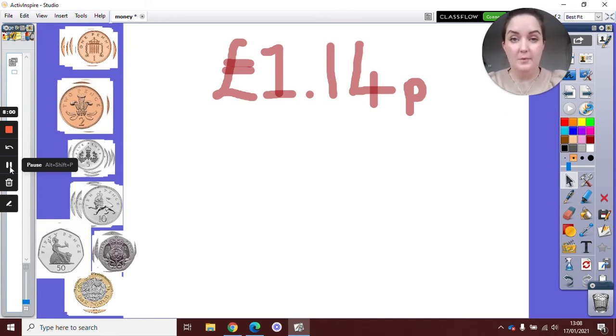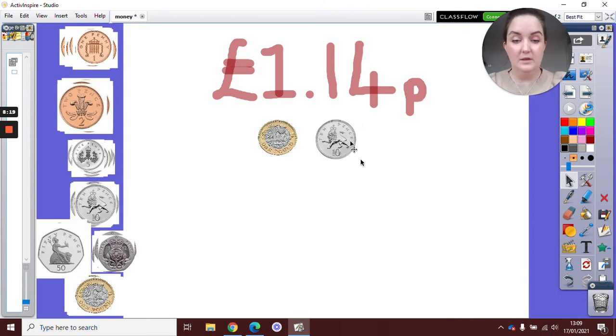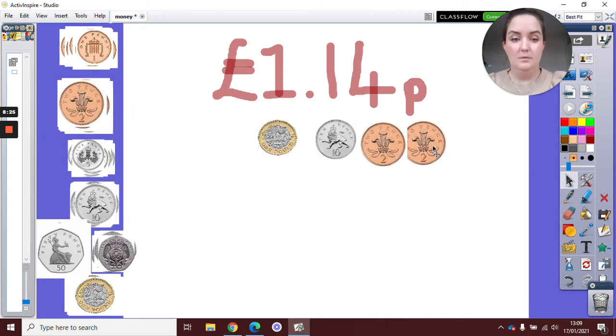So let's start off by making a pound. And straight away we've already got a coin for that. So there's my £1. And now I need to make 14p to go with it. So let's use our partitioning skills. 14, I know that's a 10 and a 4. So we've already got a 10 pence we can make. And now we need to make 4p. 2 and 2 make 4.